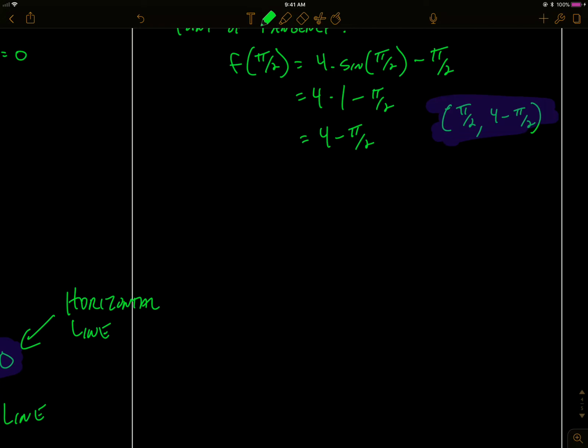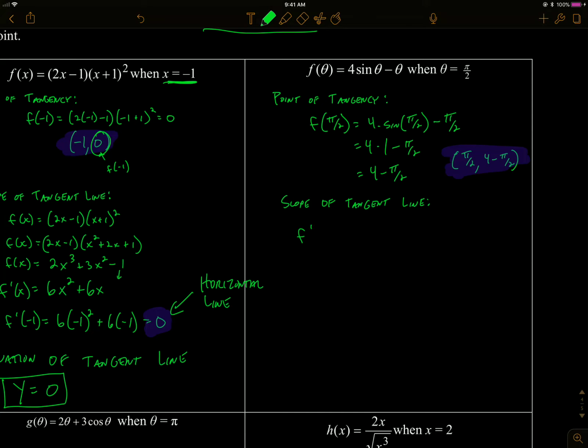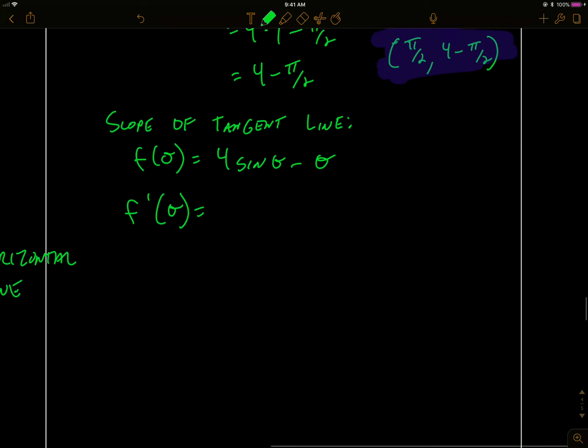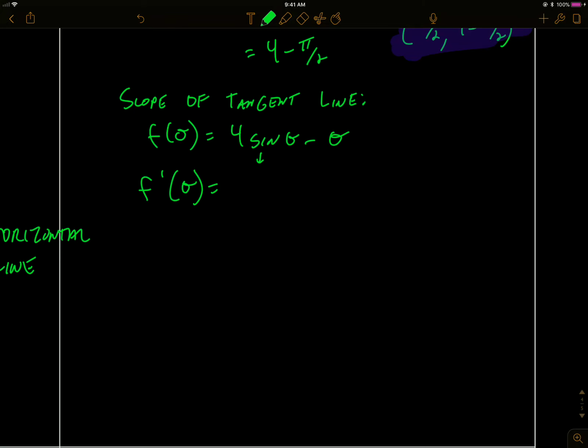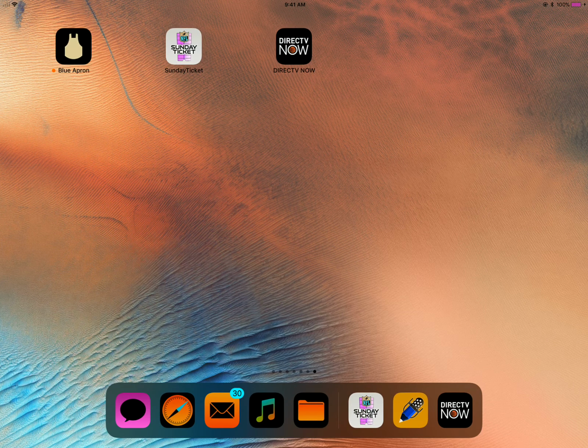There's the point. Slope of the tangent line. Well, first I need the derivative. So I'm going to say f prime of theta. So I'm going to recopy actually f of theta just so I can kind of refer to it here when I find my derivative. 4 sine of theta minus theta. So when I do the derivative of 4 sine of theta, remember that the derivative of sine is cosine. Oh, whoops.